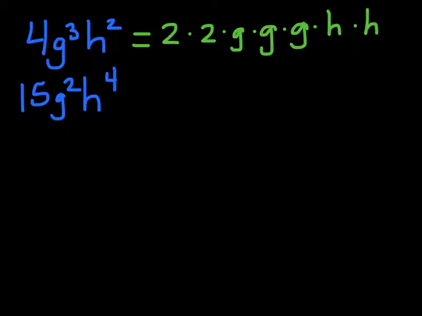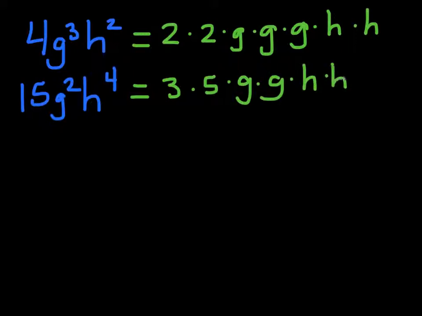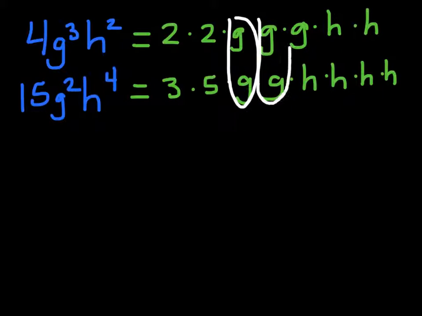Now let's factor 15g squared h to the 4th power. 15 will be 3 times 5. Then we have g times g, and then we have 4 h's. H times h times h times h. So our first step here is to identify our common factors. We have a pair of g's here, another pair of g's here, we have a pair of h's here, and a pair of h's here.